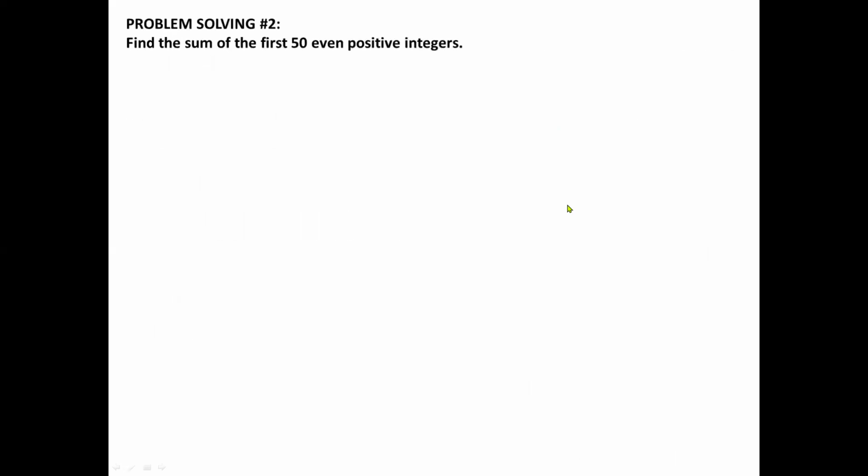Let us have another problem. Find the sum of the first 50 even positive integers. Unang 50 daw na even positive integers. So pwede tayong mag-counting 2, 4, 6, 8, 10. Yung first 50, i-add natin. Okay, yung first 50 terms na by 2.